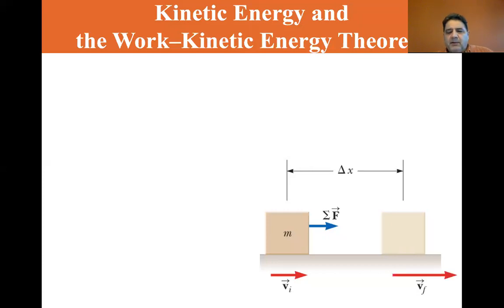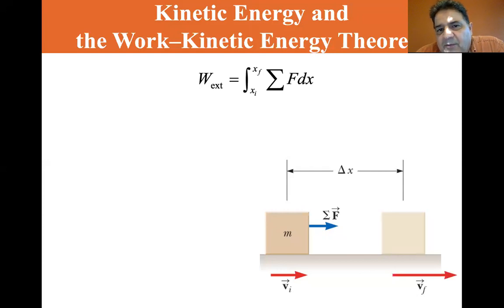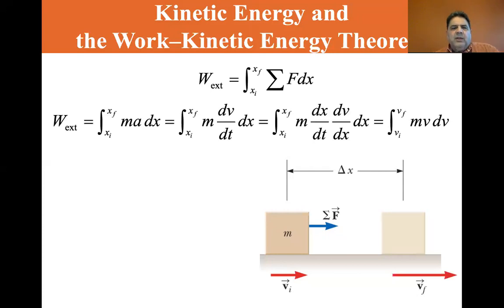We're moving a mass, a box, with initial velocity indicated by the red arrow and final velocity indicated by the larger red arrow, a distance of delta x. So the work is the integral from x initial to x final of the sum of F dx. And the force, of course, is equal to mass times acceleration.